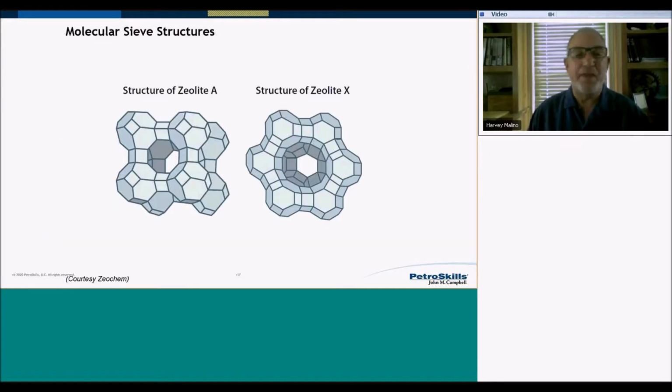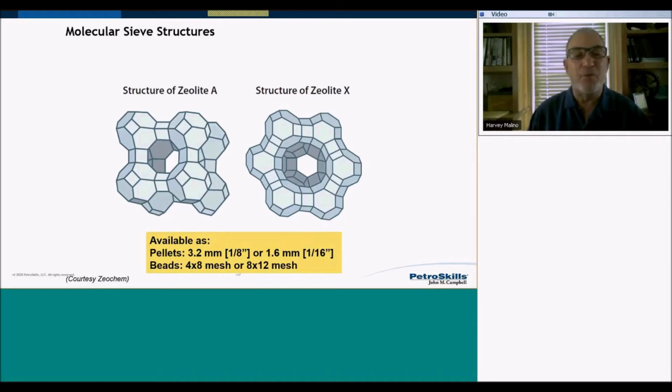This is what they look like. It's crystalline in nature, and you have a whole bunch of truncated octahedra that are attached to other octahedra, either on a 4-sided figure or a 6-sided figure. The bottom line is that you end up creating very precise pore openings in this type A molecular sieve or in this type X molecular sieve. As we mentioned before, they're available as beads or as pellets.